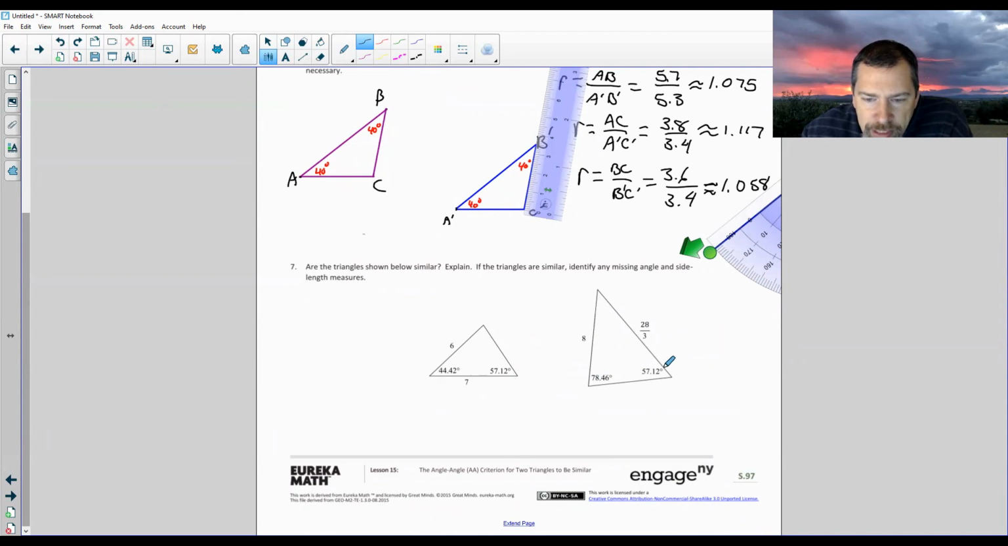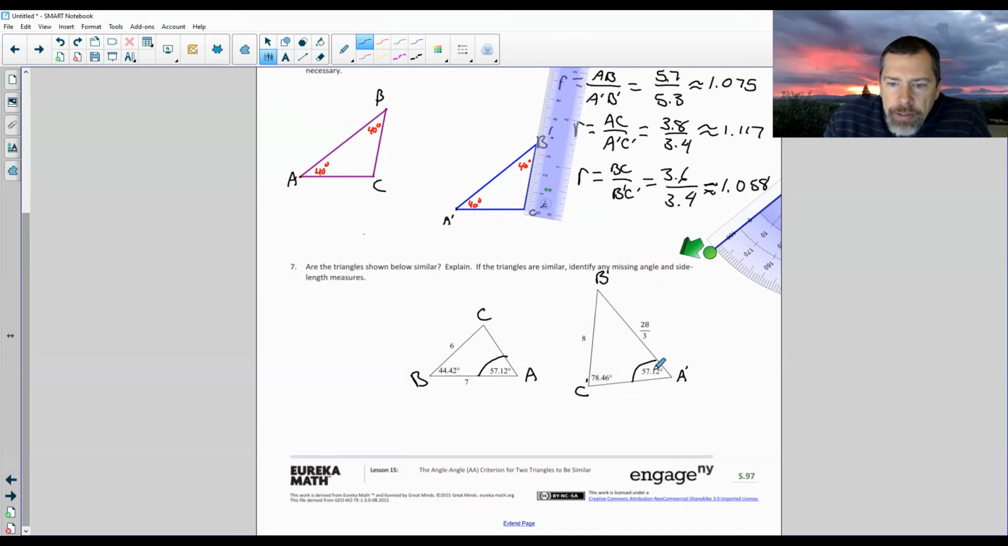78 is more than 57. 57.12 is congruent to this. So I'm going to call that A, and I'm going to call that A prime. Okay, well, if they're similar, angles have to be congruent. So let's call this B and this C. So B is 44.42 degrees. So this must be my B because this is not equal to that. Does that make sense to everybody? And that has to be C prime, B prime. So the first thing you want to do is identify which angles and which sides correspond.